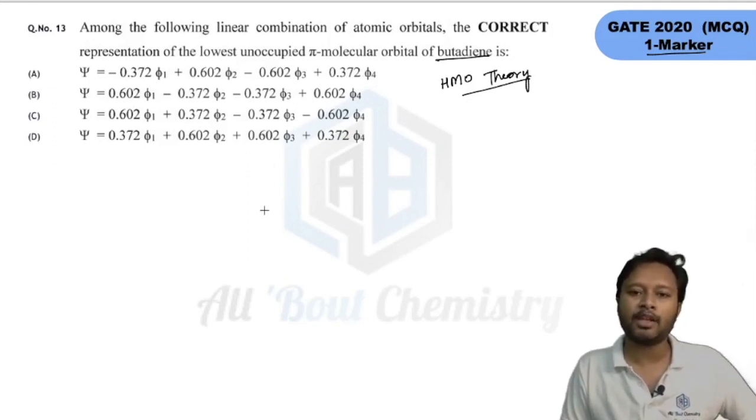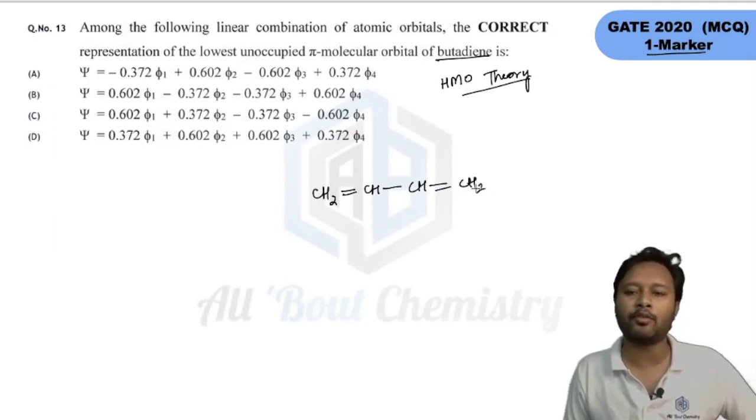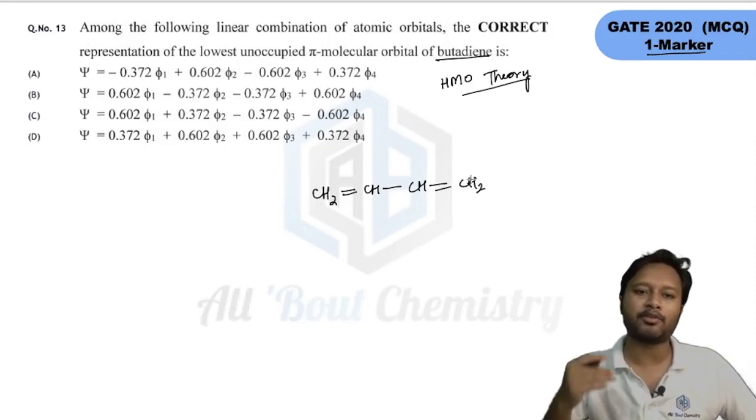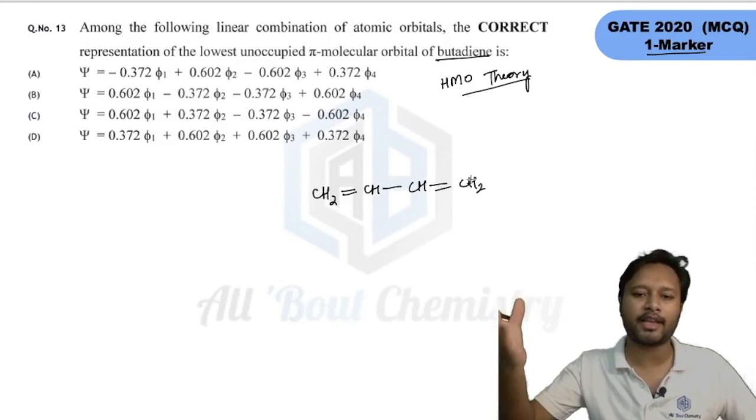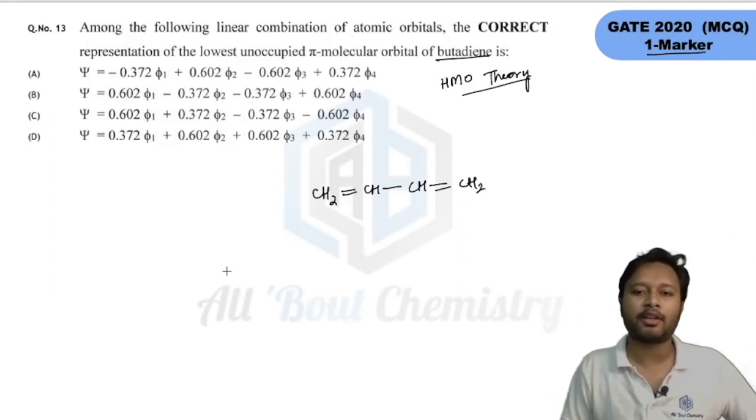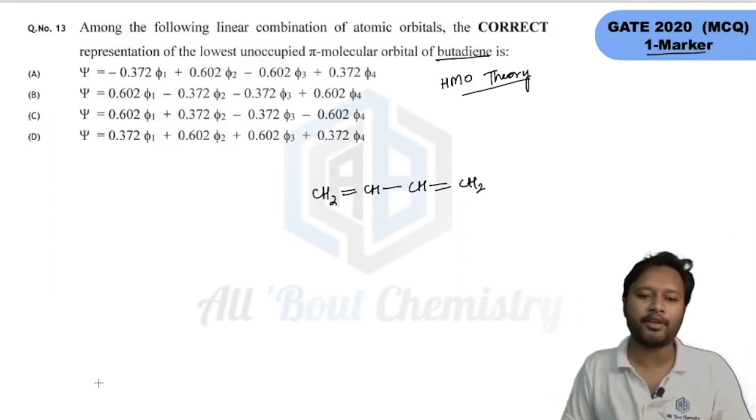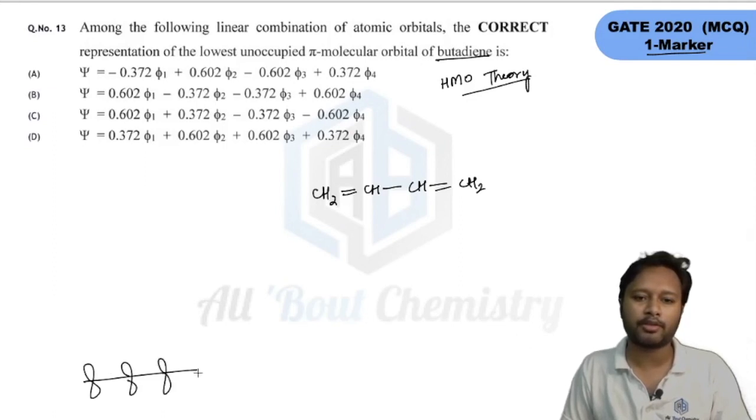Okay, so basically butadiene looks like this, right? CH2 double bond CH, single bond CH, and then we have CH2. This is how butadiene looks like. So you have four pi electrons. That means you will be having four molecular orbitals like psi1, psi2, psi3 and psi4, right? So just roughly draw all those four molecular orbitals. Just draw them like this. This is how I am going to draw. You know how to draw it, right?